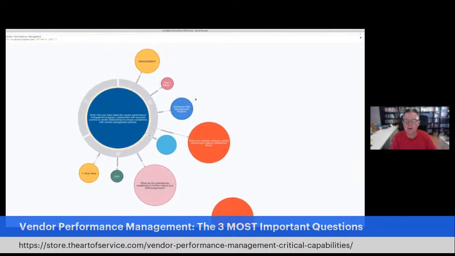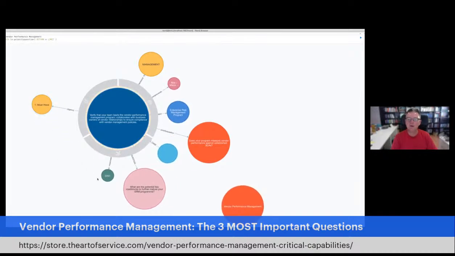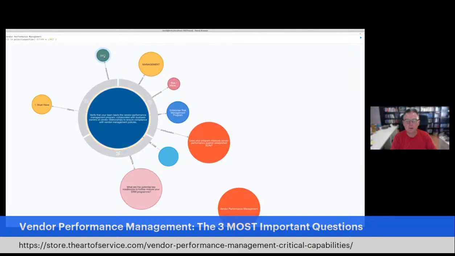And what we see here is it's related to the topic of management. It's a must-have. It's high in the priorities. So as we see here, this is a prioritization number, the green ball.